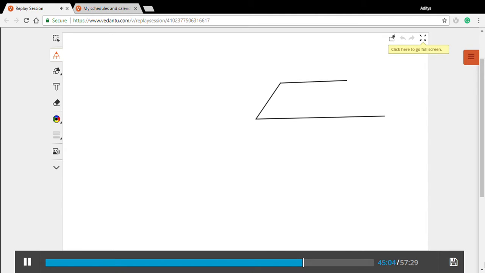See, if this is the side A, its length is A, the length of the other parallel side is B, and we have a height, which is the distance between the parallels. Say this is H. So if you remember, I told you the formula for area of a trapezium. It's half times the sum of these parallel sides times height.